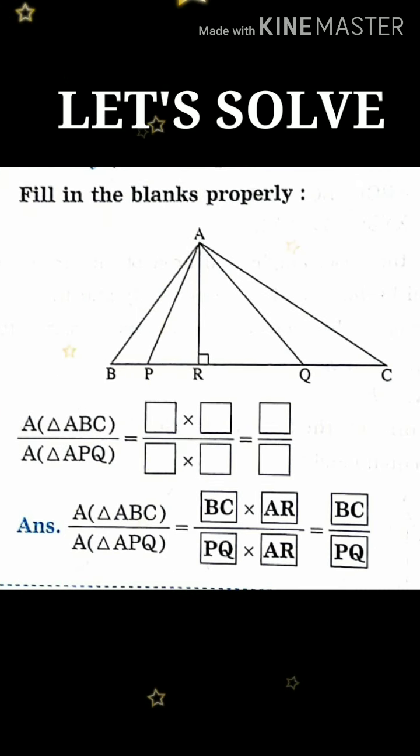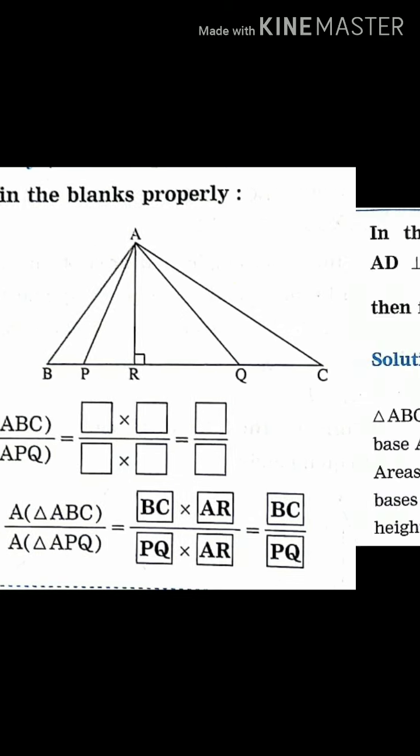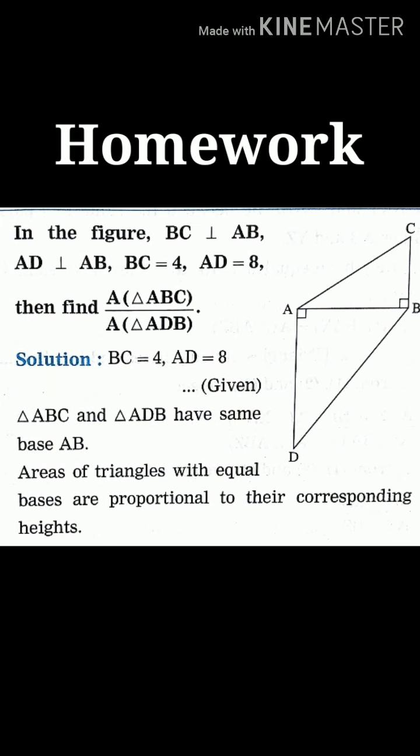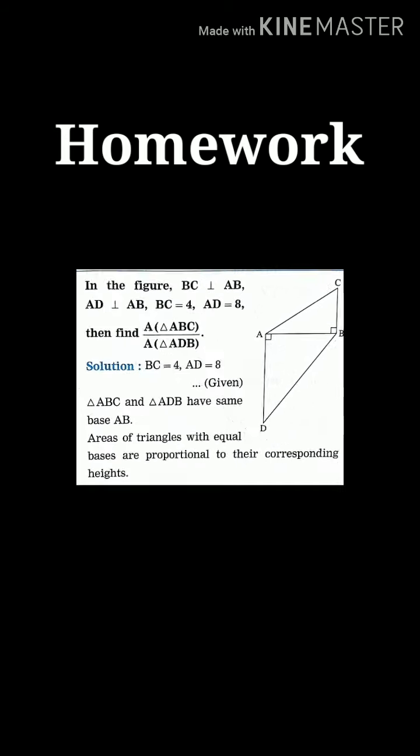If you observe here triangles ABC and APQ, we have to fill the blanks. Triangle ABC and APQ have the same height AR. So the answer will be BC upon PQ. We have to solve examples depending on the first condition. See the homework example I have given you. So solve it properly in your notebook.